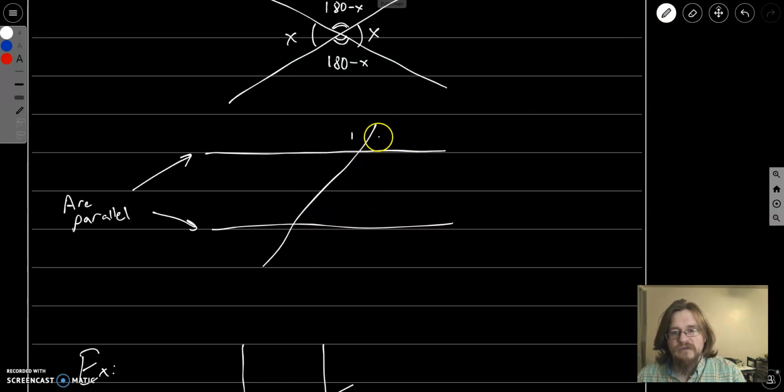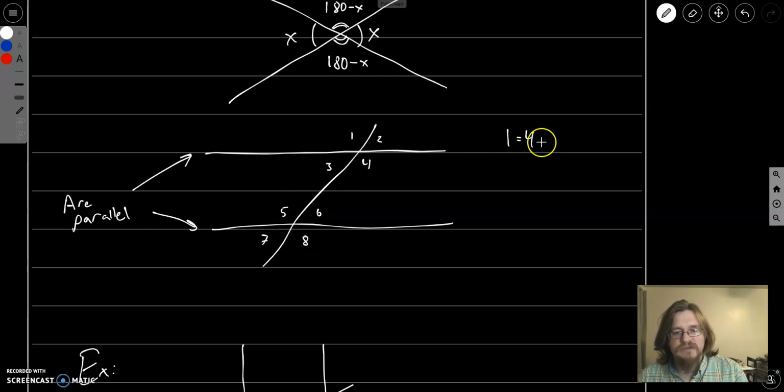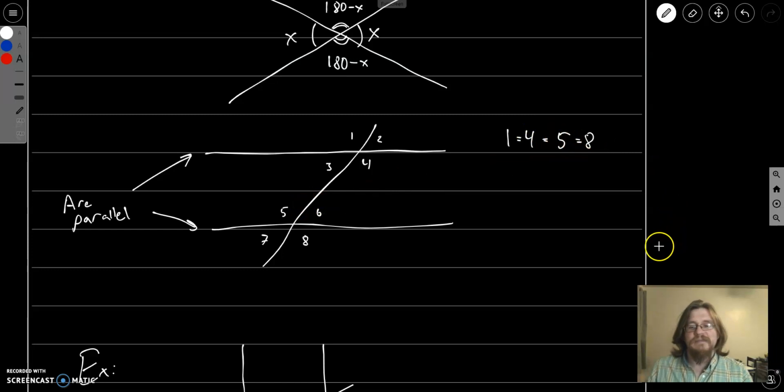So if I were to label these 1, 2, 3, 4, 5, 6, 7, and 8, we'll see that 1 and 4 are the same angle because they're opposite one another. 5 and 6 are the same angle because they're opposite one another. But also, the angle at 1 is going to be equal to the angle at 4, which is going to be equal to the angle at 5, which is equal to the angle at 8. All of these are the same. Again, these are just exact copies of one another.